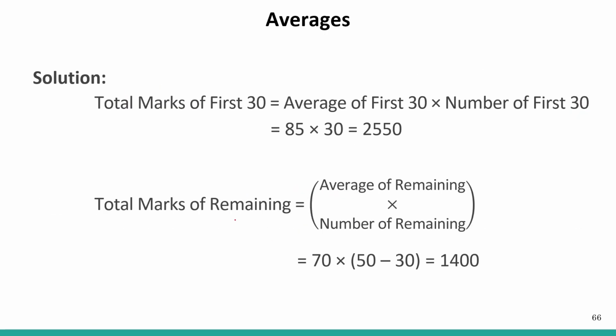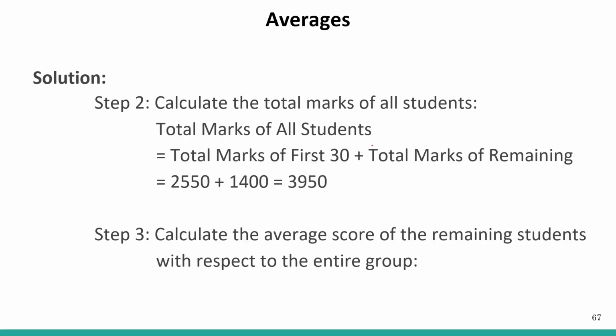Okay, so the total marks of the remaining is equal to the average of the remaining into the number of remaining, that is 70 into (50 minus 30) which is 20, equal to 1,400. And we have also calculated the total marks of the first 30, which is 85 into 30, equal to 2,550. So now we can calculate the total marks of all students: 2,550 plus 1,400 is equal to 3,950.